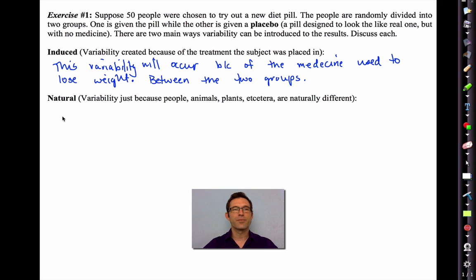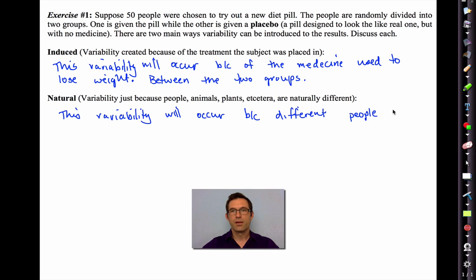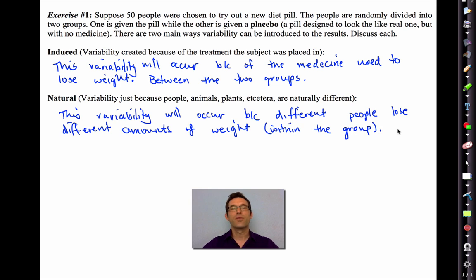But then we have natural variability. This variability will occur because different people lose different amounts of weight. All right, and this could even happen within the groups, right? So even in the group that takes the weight loss pill, even in that group, what's going to happen is some people will lose more weight, some people will lose less weight, some people might not lose any weight at all, right? And it's not because they took the pill or didn't take the pill, but simply because some people will lose weight quicker than other people due to their metabolism, due to how much they exercise, etc., etc.